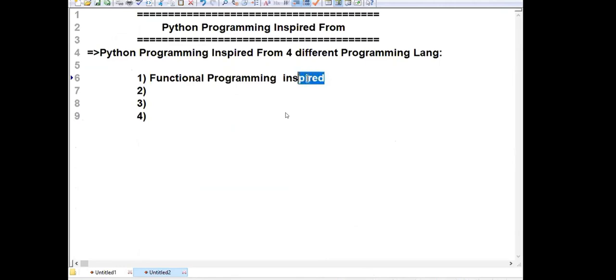Functional programming from which language? C programming. So Python is inspired from which language, for which topic? The functional programming in C language is totally enhanced and then provided in Python, where you are doing real-time applications only with functions, which we are going to discuss thoroughly. And next is one more thing, object-oriented programming.